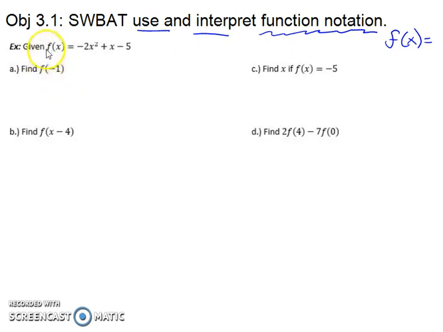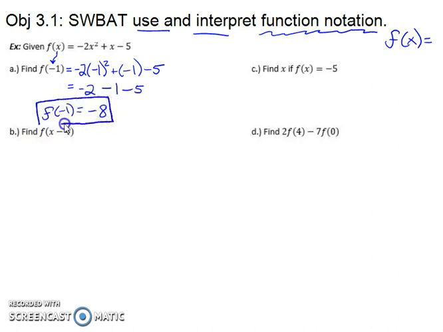Now you notice if the function is f of x, then this means that the x is being replaced by negative 1. So in the actual equation, we will take every place you see an x and we will put a negative 1 in there. So I'm writing negative 2 parentheses negative 1 squared plus parentheses negative 1 and then minus 5. We now just simplify this using order of operations. Negative 1 squared is 1, so this is negative 2 minus 1 minus 5. So we finish off by saying that f of negative 1 is equal to negative 8.